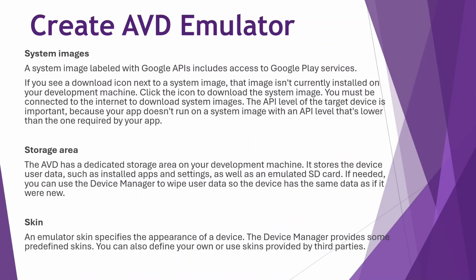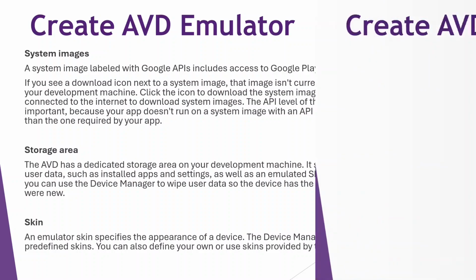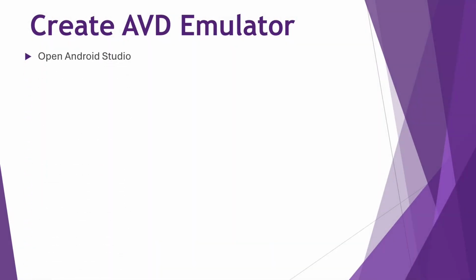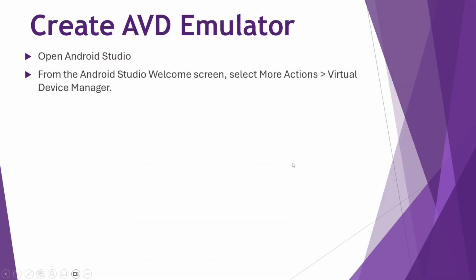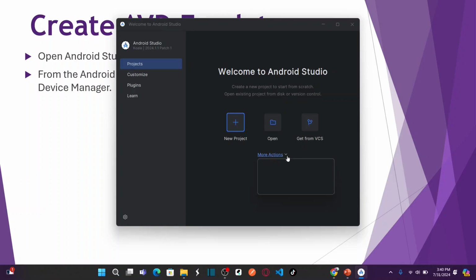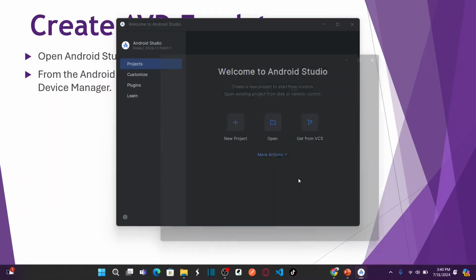So as we understand the concepts of the AVD emulator and the different configuration parameters involved while creating it, let us now see step by step how we can create an AVD emulator in Android Studio. The first step is to open Android Studio. I've already opened Android Studio here. Then from the Android Studio welcome screen, select More Actions and Virtual Device Manager.